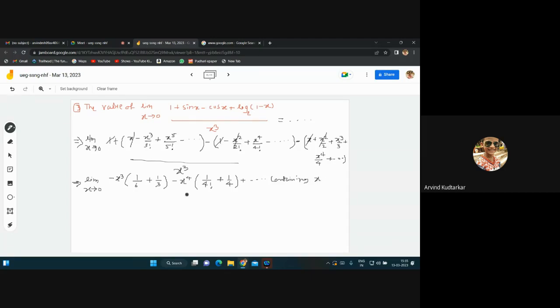Otherwise, if you want to take more terms, you can, but don't take just that many. Yes, you consider at least the first two or 3 terms. Here in this case we have taken 2 terms only. Divide by x cube.